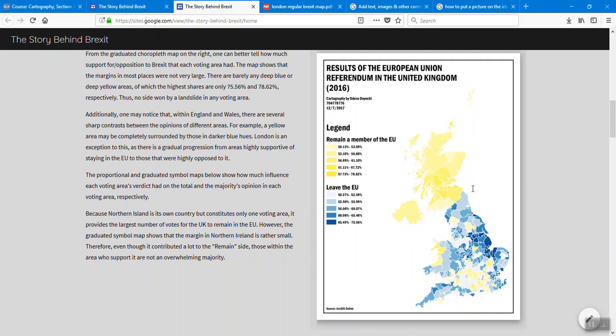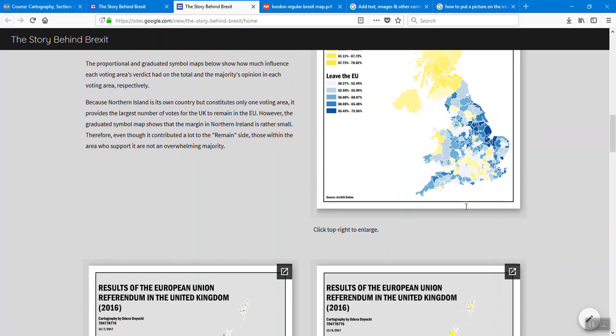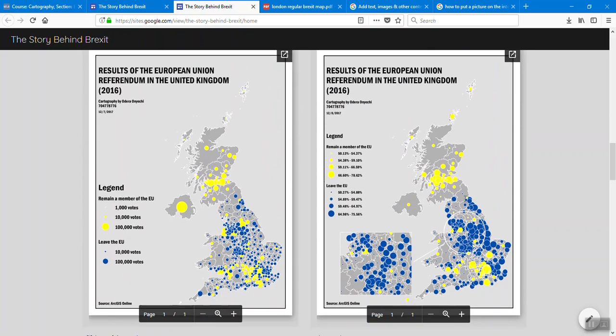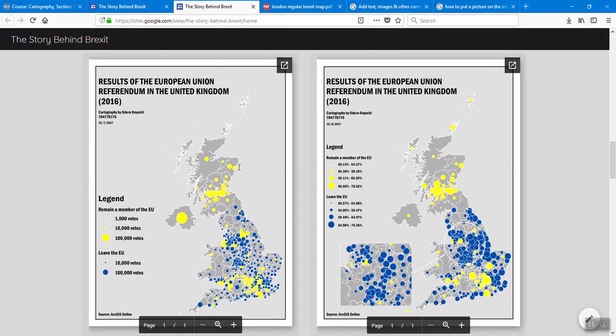The second map I made was a graduated choropleth map, and I used darker hues for those with wider margins. And the third and fourth maps I made were proportional and graduated symbol maps respectively. The proportional symbol maps show how many votes each voting area gave for the winning option, and the graduated shows the margin. And I don't feel they're redundant.